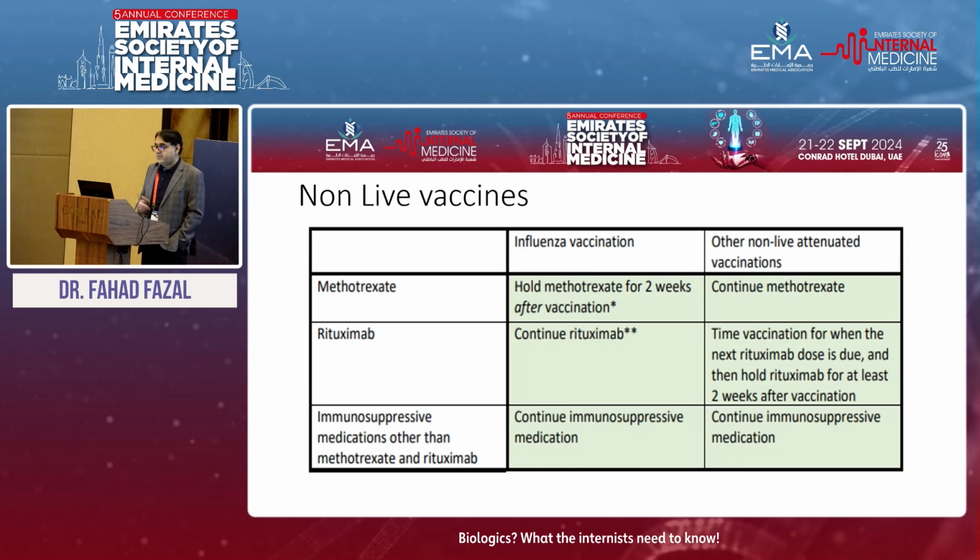For rituximab, you can continue the treatment with influenza vaccination. With other non-live vaccines, the rituximab should be timed. Because rituximab stays in your system for about 6 months, it's better to give them at the end of 6 months, and once you give the vaccine, you restart rituximab 2 weeks after. Again, this is to do with the efficacy of the vaccine rather than any side effects, because if you give a vaccine soon after the rituximab, they may not develop the appropriate immune response to the vaccine.